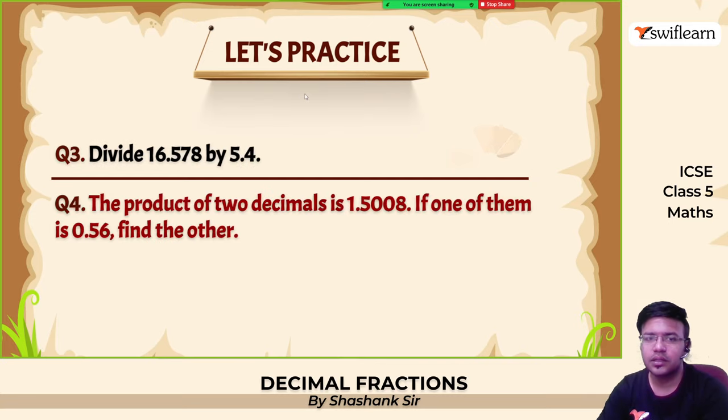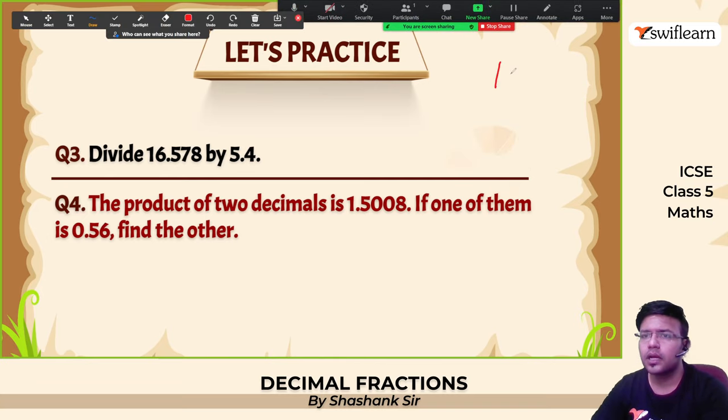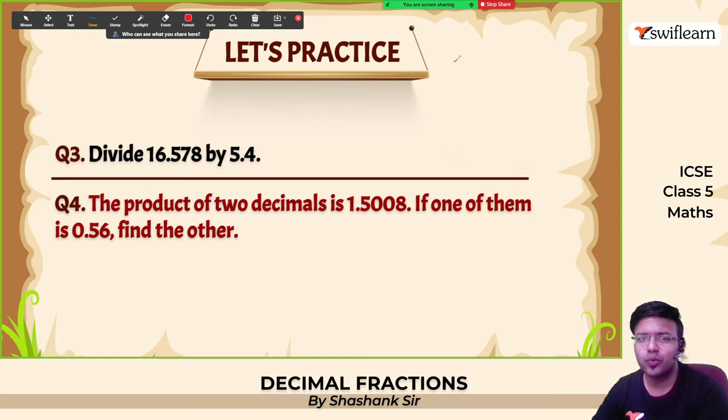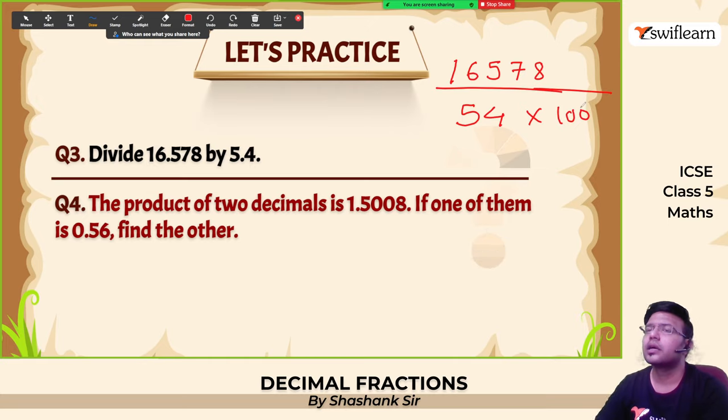Yes, divide this number by this number, 16.578 divided by 5.4. Yes, so multiply by 1000, divide by 1000. 16578 divided by 54 into 100. Yes, so 54.